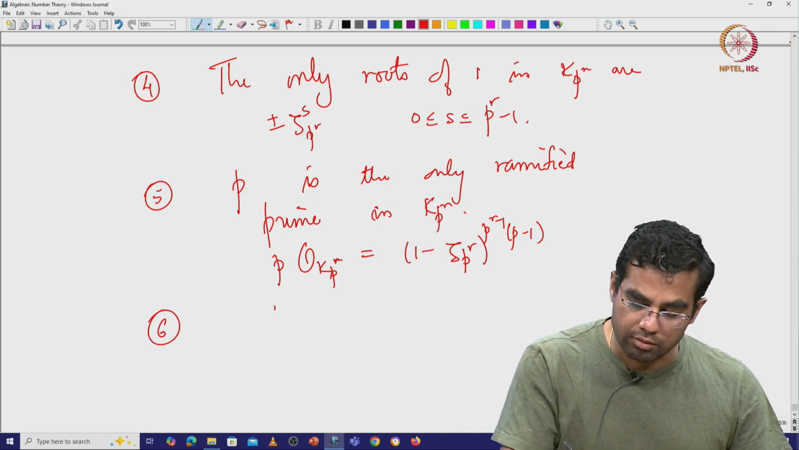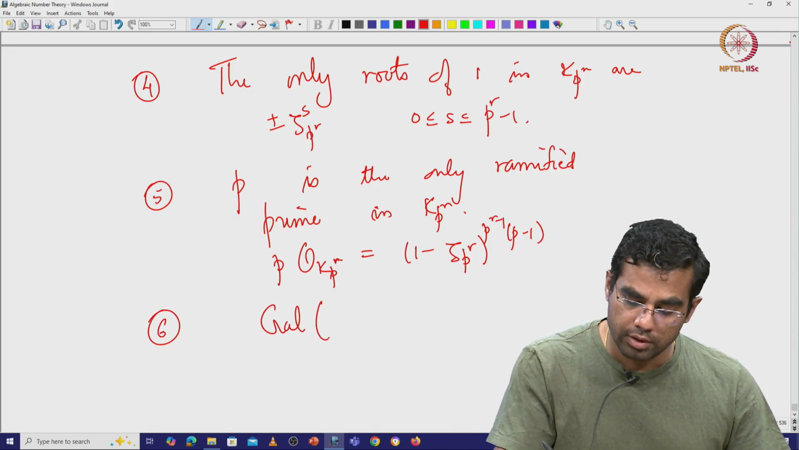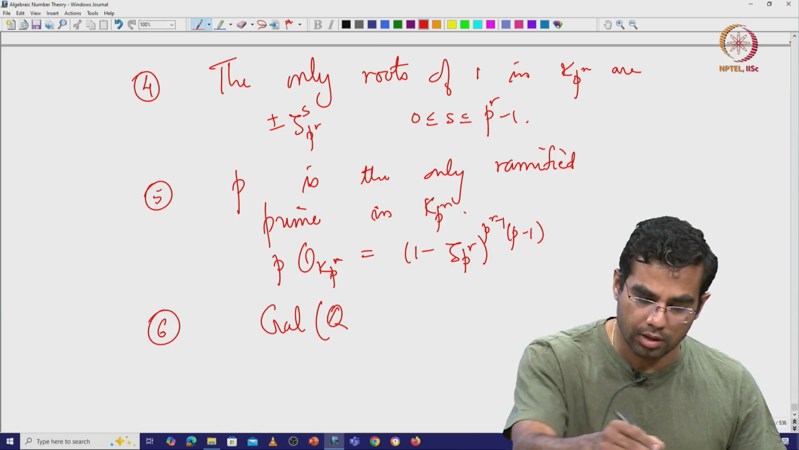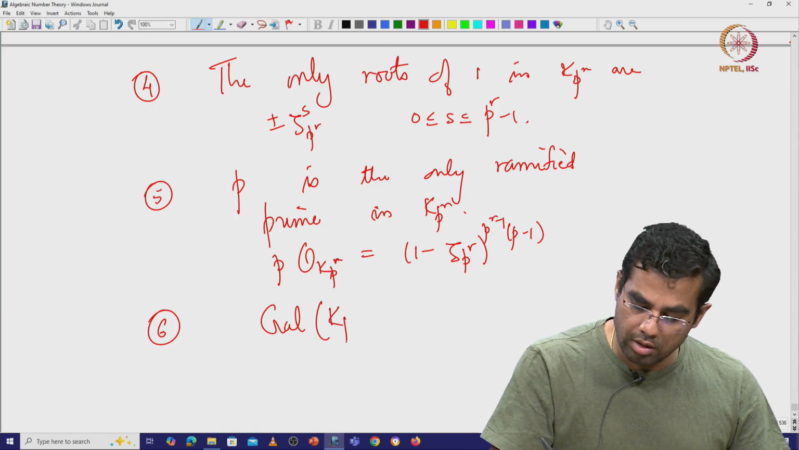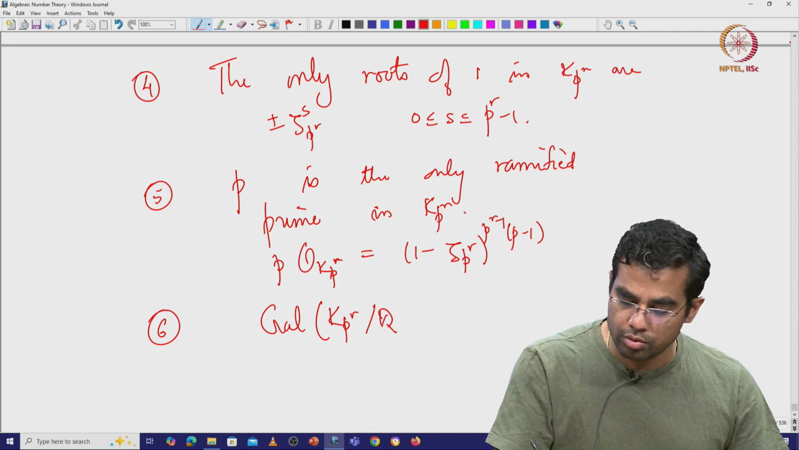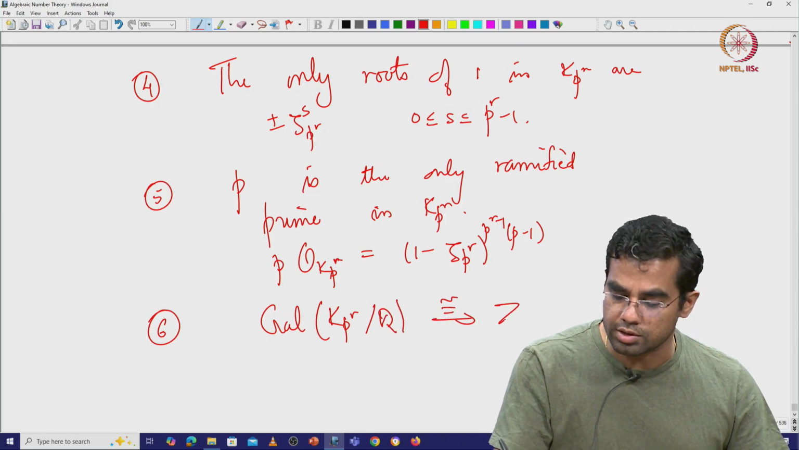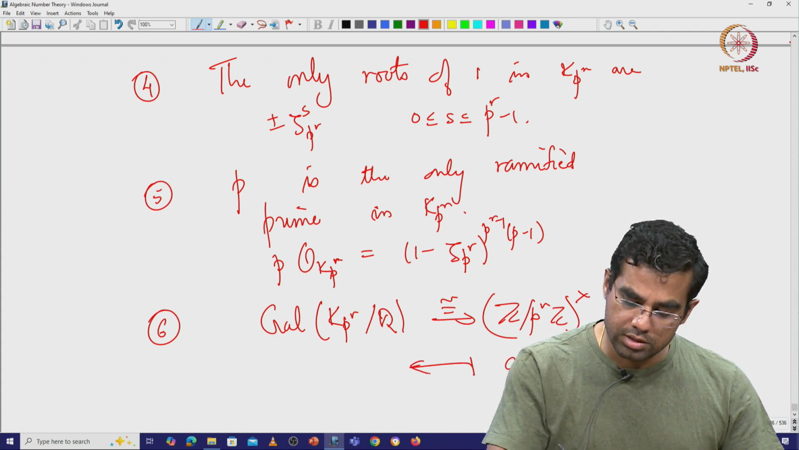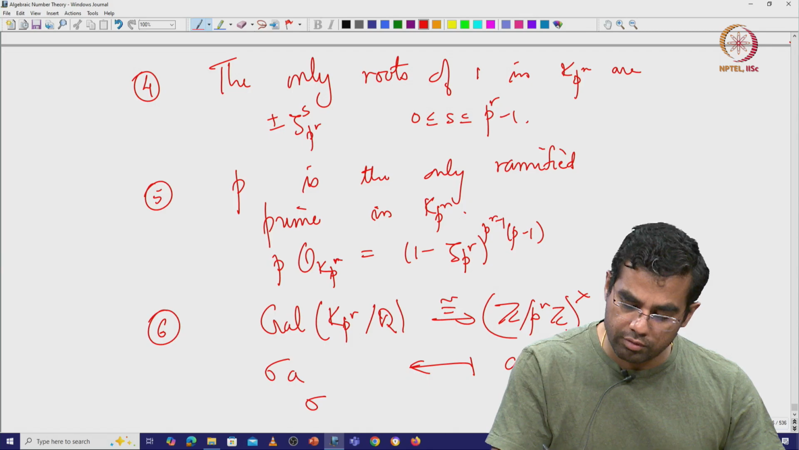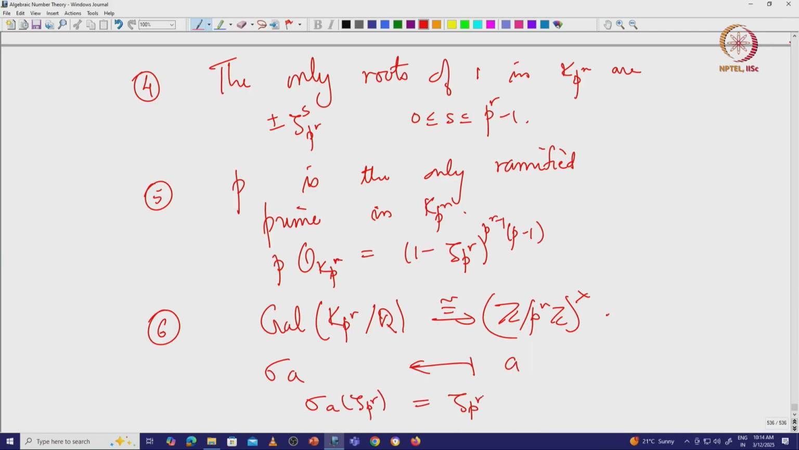And the sixth part was the Galois group of K_{p^r} over Q, which is isomorphic to (Z mod p^r Z) cross. In fact, this goes to an element sigma a. What does sigma a do to zeta p^r? It sends it to its a-th power. So, this is the map. And what did we prove?